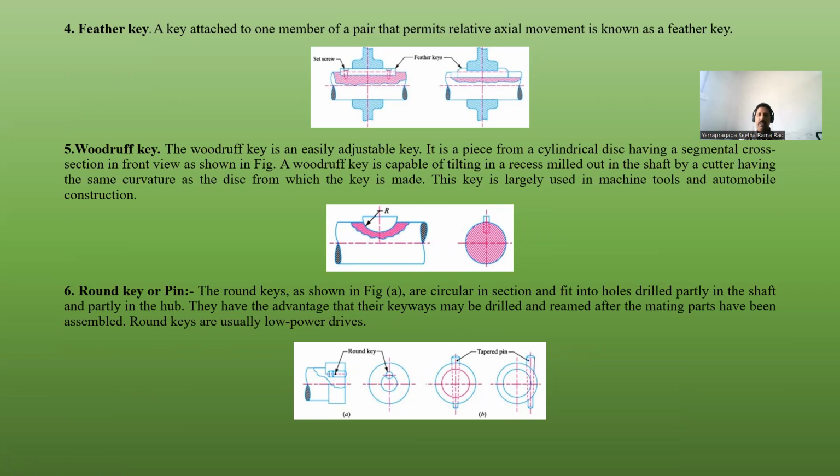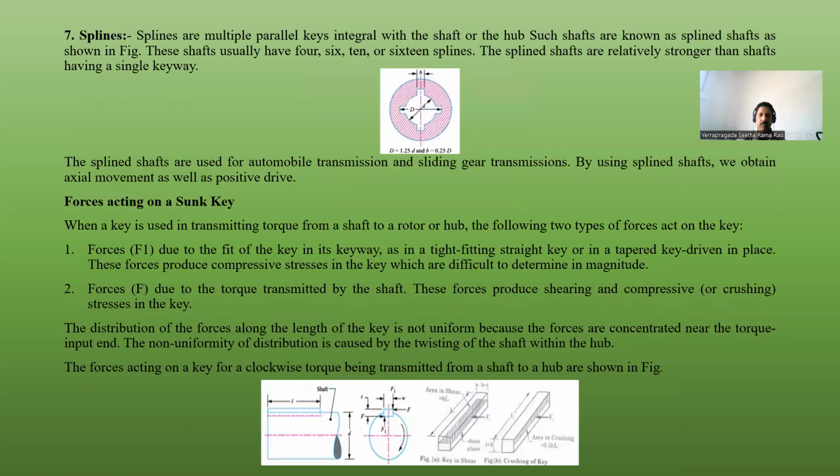And the next one is the round key or the pin. The round keys are shown in the figure, which are circular in section and fit into holes drilled partly in the shaft and partly in the hub here. And the advantage of these keys is that they can be used for low power drives. That is the main advantage of the round key.